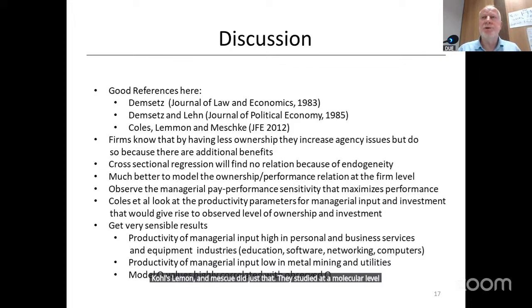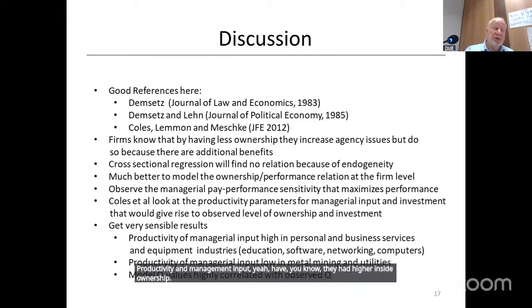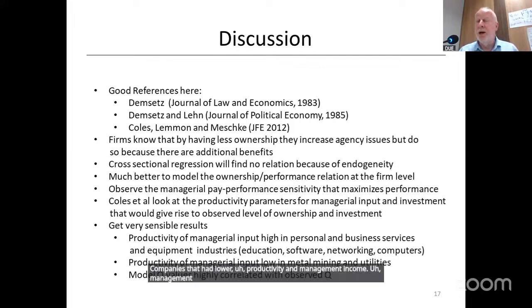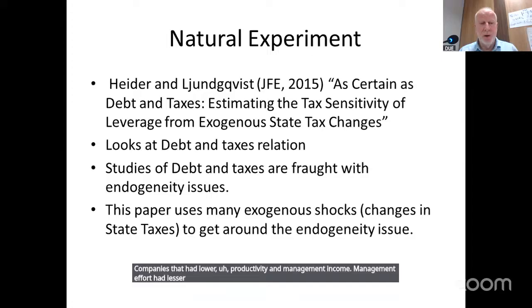They fitted the principal agent model and a Cobb-Douglas production function, and they found companies with higher productivity and management input had higher inside ownership. Companies that had lower productivity and management effort input had lesser inside ownership.